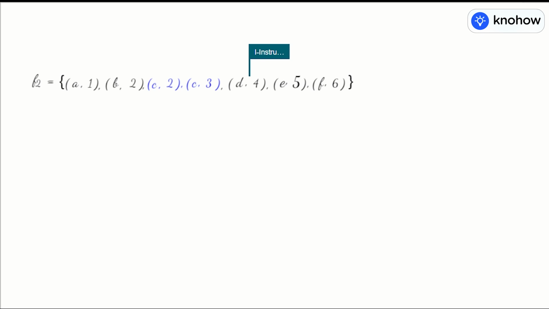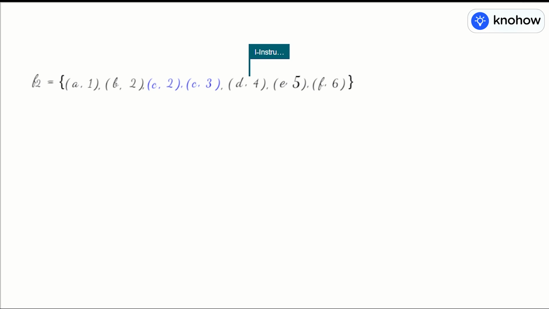Second thing you should check: take the set of first entries, A, B, C, D, E, F. The set of first entries should be the same as the first set A. Then only it will be a function. And in the third example, you find that the set of first entries is A, B, C, D, E, and F is missing there. It is not equal to set A, so it is not a function. So here I just tried to revise the definition of function.